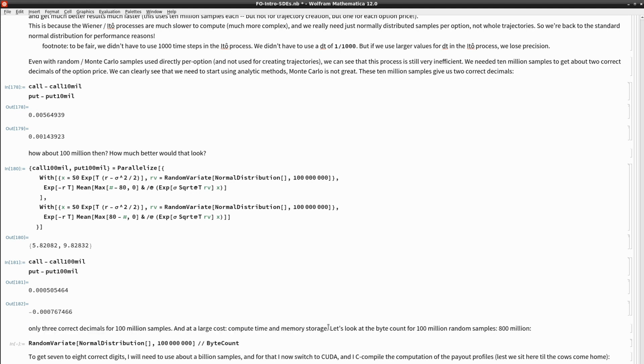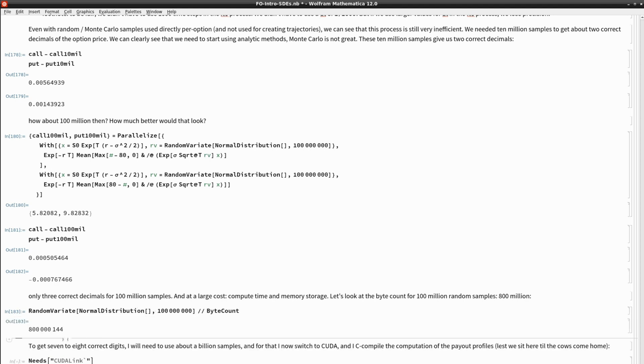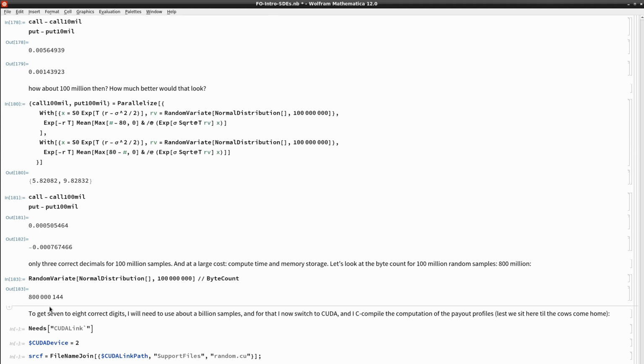So also let's look at memory, right? We should consider cost in multiple dimensions. Cost can be currency, like US dollar. Cost can be memory consumption, and cost can be time. So let's accept these 3 dimensions of cost, and let's say compute time is a cost and memory storage is a cost. So let's look at the byte count for 100 million random samples, and it's over 800 million. So that's a lot of buck that we need to input in order to get some bang. And it's definitely not good. We only get 3 correct decimals, as we've seen up here.